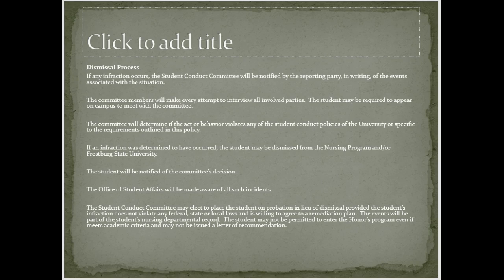Dismissal process. If any infraction occurs, the Student Conduct Committee will be notified by the reporting party in writing of the events associated with the situation. The committee members will make every attempt to interview all involved parties. The student may be required to appear on campus to meet with the committee. The committee will determine if the act or behavior violates any of the student conduct policies of the university or specific to the requirements outlined in this policy.